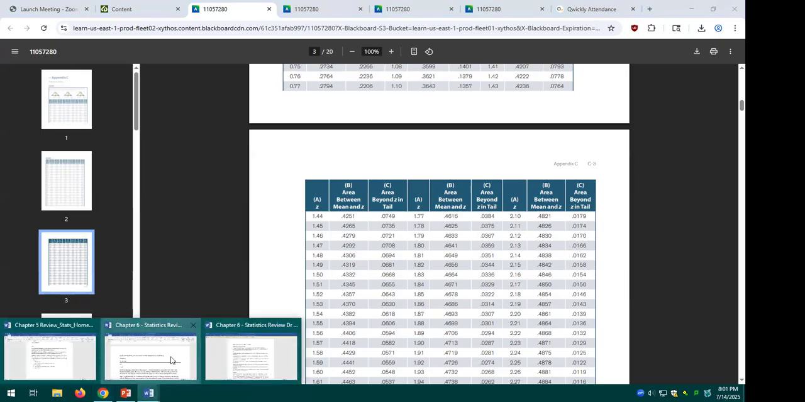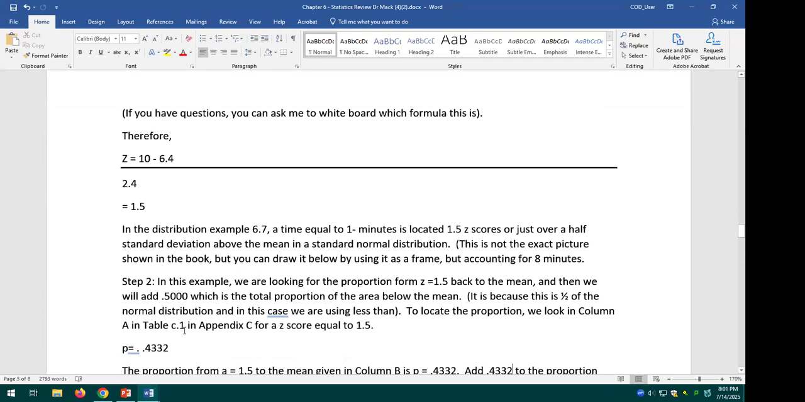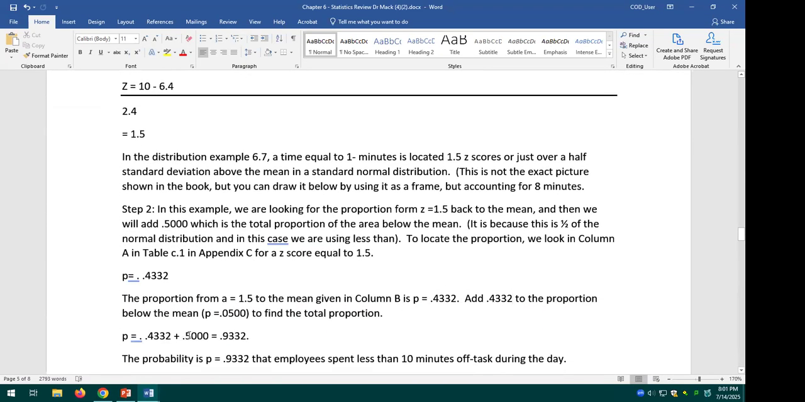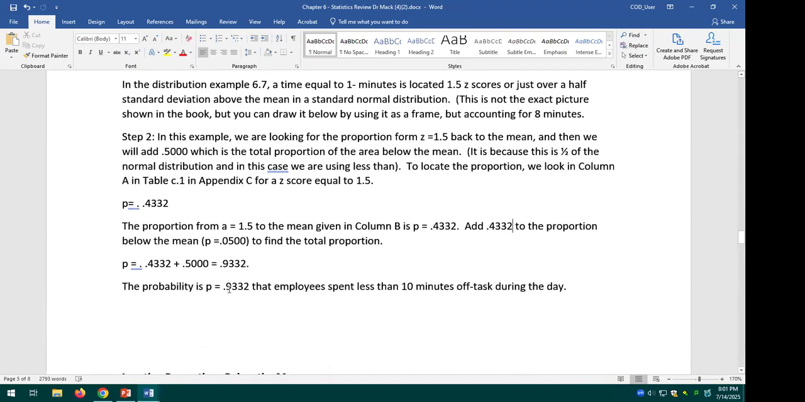So we have that, but we have to add it back to the 0.5000, which is the total proportion below the mean. We have to account for this in this scenario. So we add those two together and we get 0.9332, or about a 93% chance that it's working, because they spent less than 10 minutes off task. The likelihood of them spending less than 10 minutes off task is going up. They're off task more when the number's lower. That means the funny jokes around the office are working, mathematically speaking.